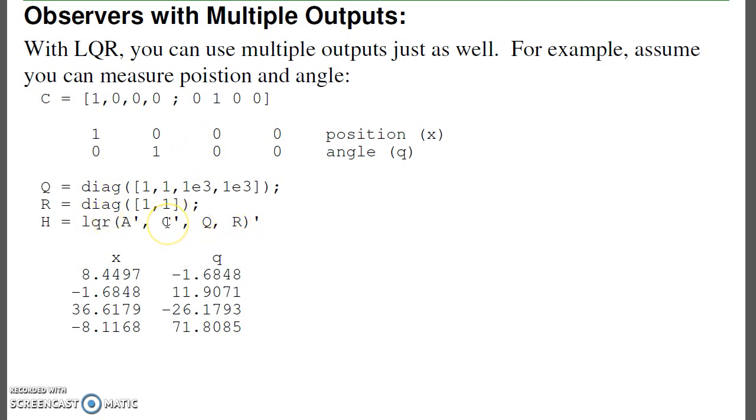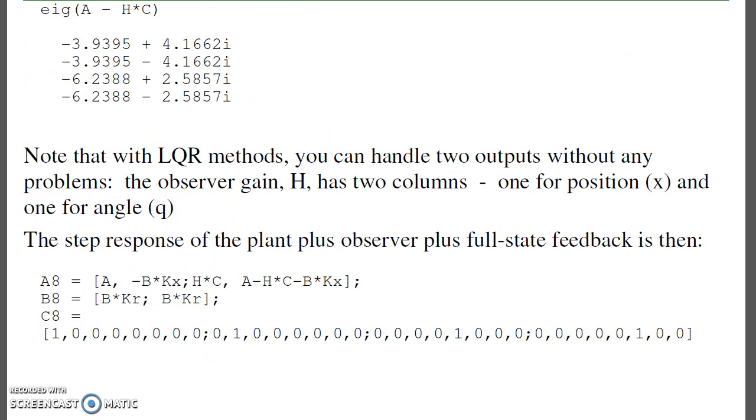Now C is a 2x4 matrix. I have 2 outputs. And the observer gains H, I now have 2 columns. This is the update based upon the position measurement. This is the update based upon the angle measurement. And the eigenvalues. So note with LQR methods, you can handle 2 outputs without any problems. The observer gains H also have 2 columns, one for position, one for angle.